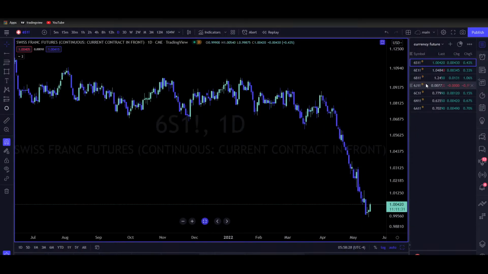Now, the downside on the yen has been blamed on Japanese monetary policy, but the Swiss franc has been identically sold off.